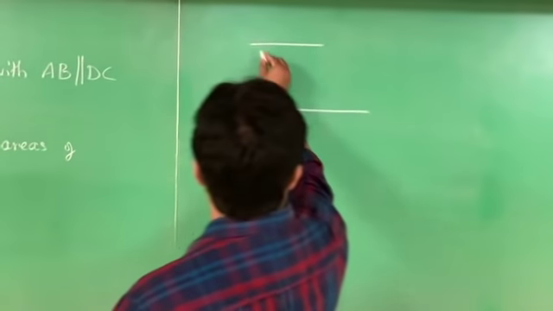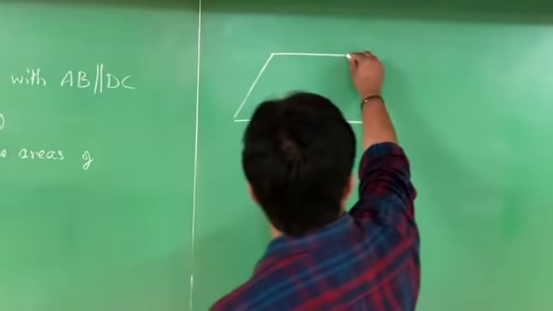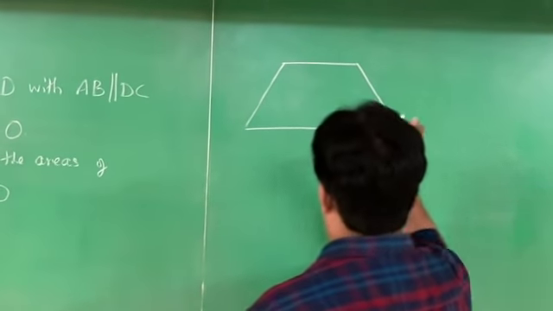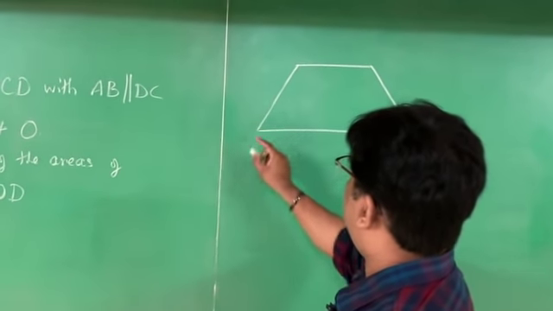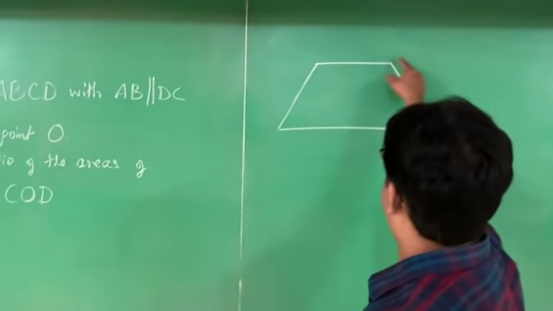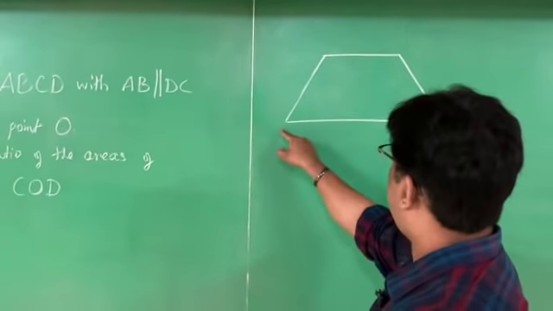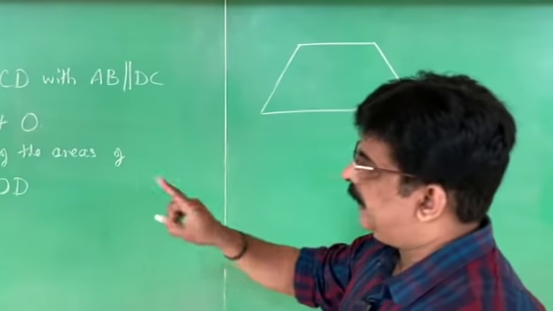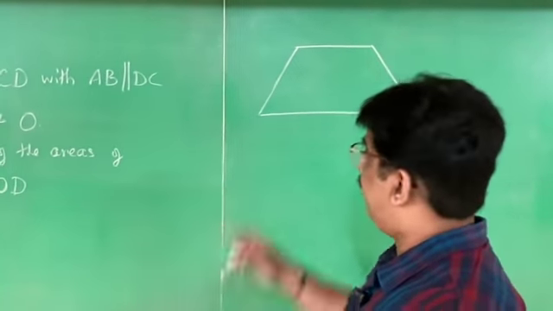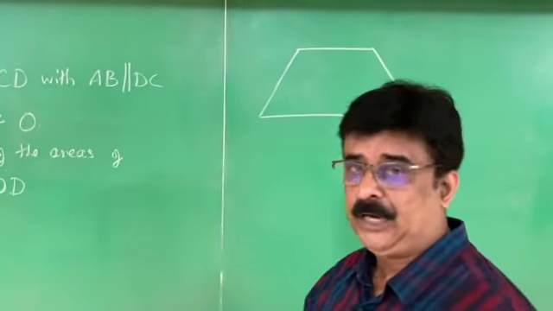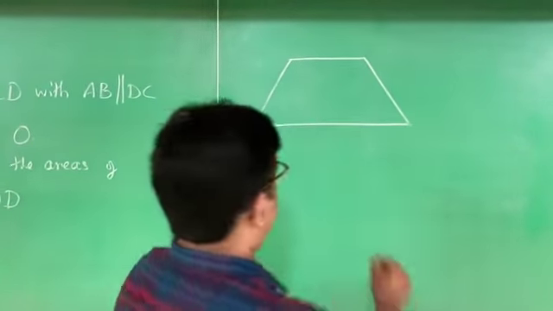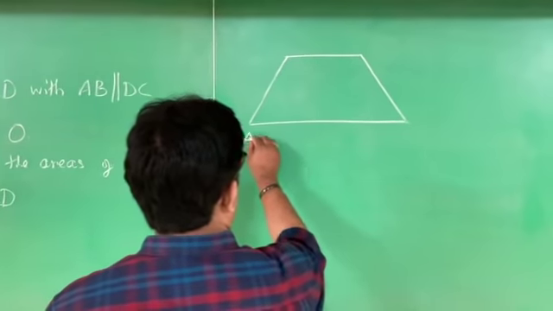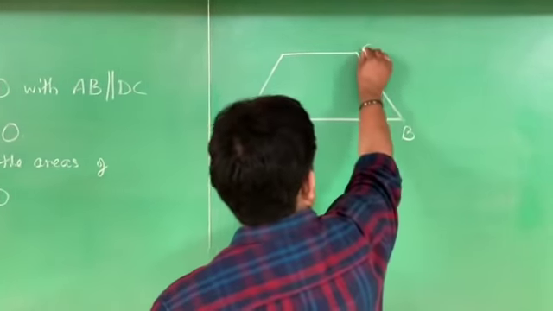A trapezium is a quadrilateral in which one pair of opposite sides are parallel. These two are parallel. Now I wanted to name it. Can I name this as ABCD or ABCD? Here what is given is AB is 2CD. AB is bigger, CD is smaller. Therefore, this should be AB, this should be CD. Therefore, I write like this: A, B, C, D.